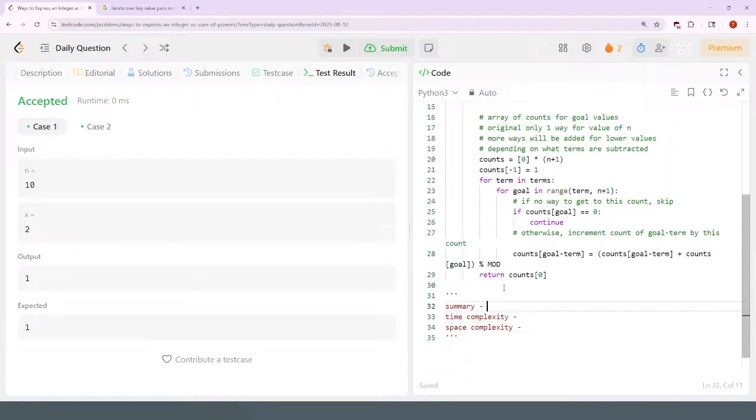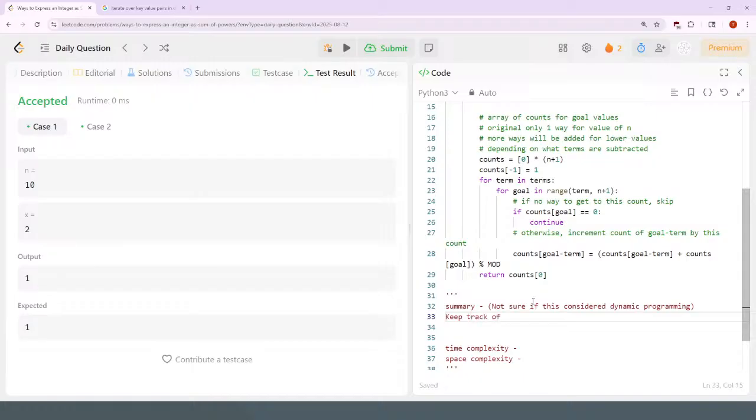So summary, what type of algorithm is this? It's not backtracking. Is this considered dynamic programming? Is this kind of for every term, for every goal? I'm not sure if this is considered dynamic programming, but I'm going to describe it otherwise.